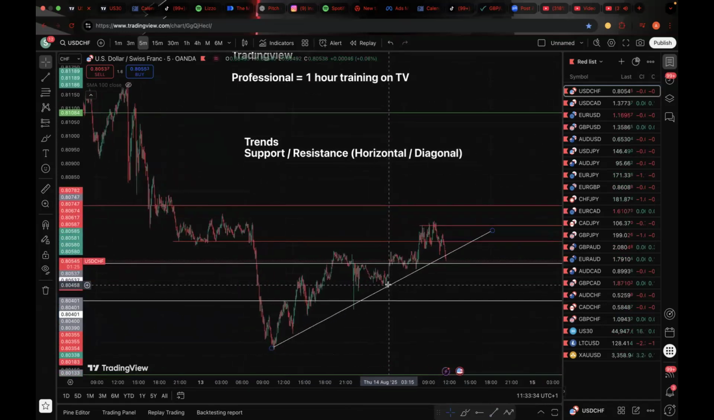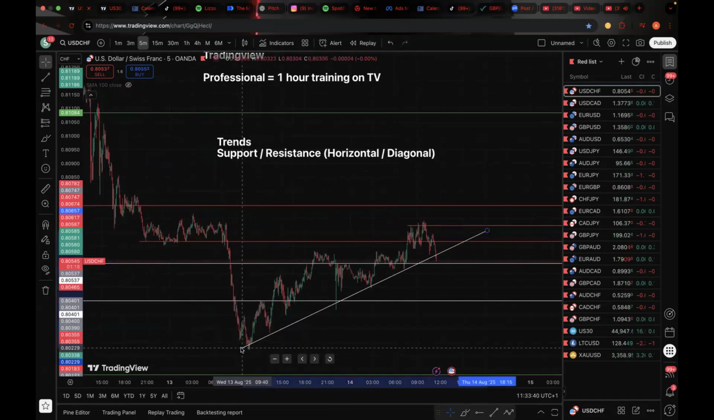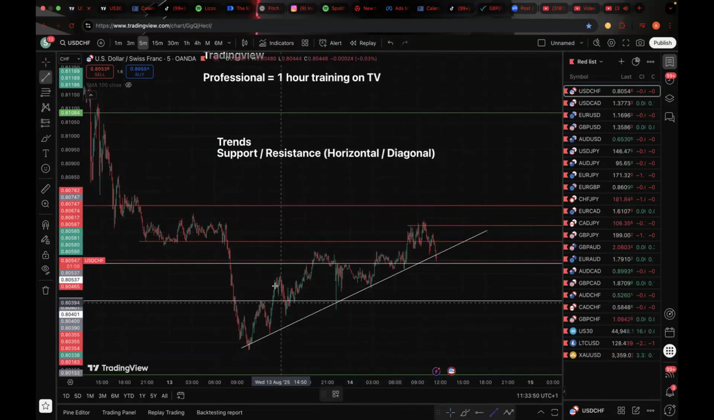So if you look at this thing here, the price is still supporting this line. It's still being supported by this line. True or true? It's still matching this line. So this is what we call a diagonal support. Then if you put it on top like this, it's going to be a diagonal resistance.